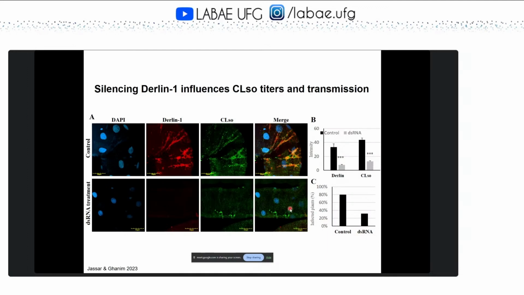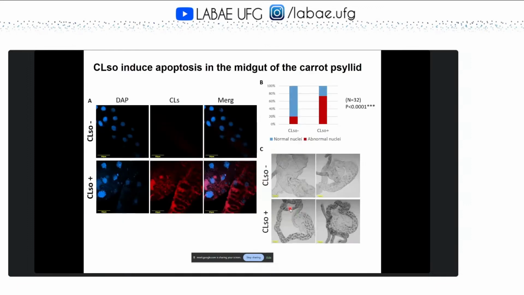And I told you that one of the responses is apoptosis, and you can see here those guts dissected from the carrot psyllid, and you can see this blackening of cells or nuclei. This is one of the responses we always see when the guts are infected with Liberibacter. So this is also to visualize the real effect on the guts.